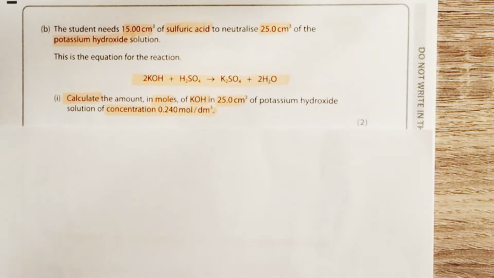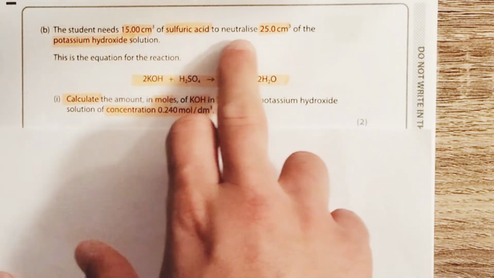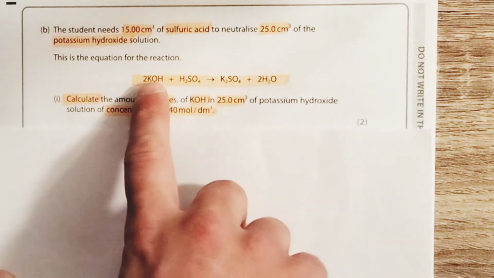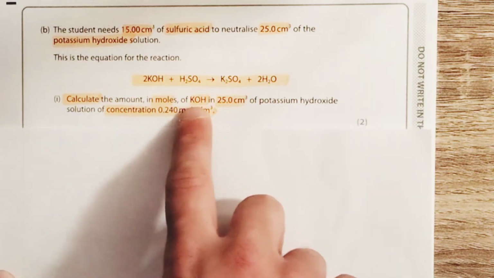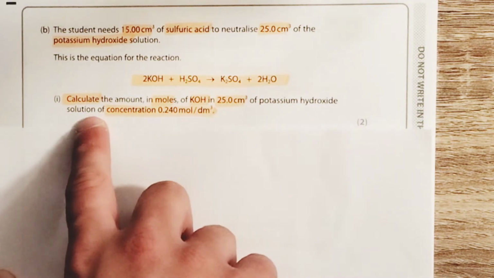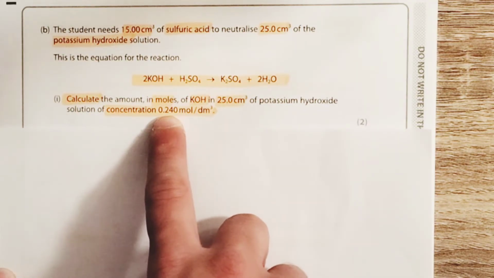With the experiment covered, we can now come to the calculation itself. The student needed 15 centimeters cubed of sulfuric acid to neutralize 25 centimeters cubed of the potassium hydroxide alkali. Here's the reaction taking place: 2:1 ratio of alkali to acid. Calculate the amount in moles of potassium hydroxide, the alkali, in the 25 centimeters cubed of potassium hydroxide solution of concentration 0.240 moles per litre.